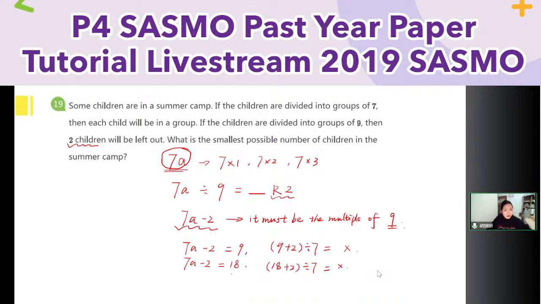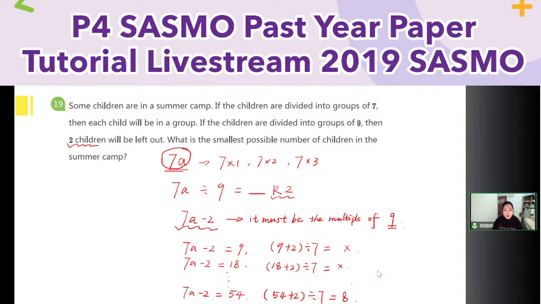Okay, so now we are going to try one by one, until when a is, okay, 7 times 8, okay, 54, until it is 54. Okay, so this one is 54, let's try. So 54 plus 2, and then divided by 7. What's it? 56 divided by 7, which is 8, right?